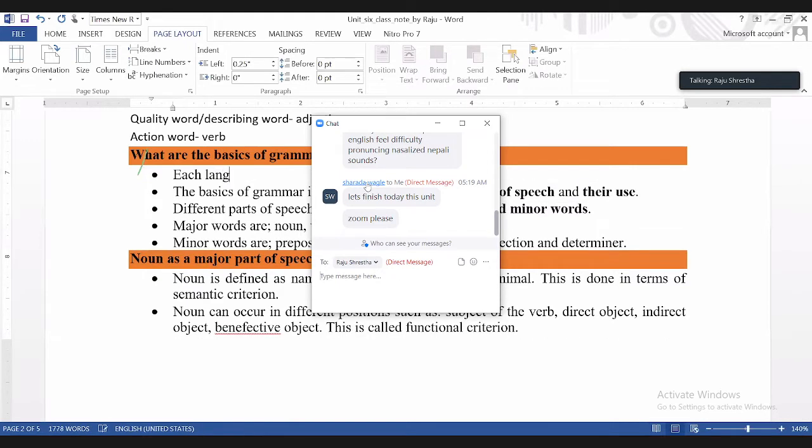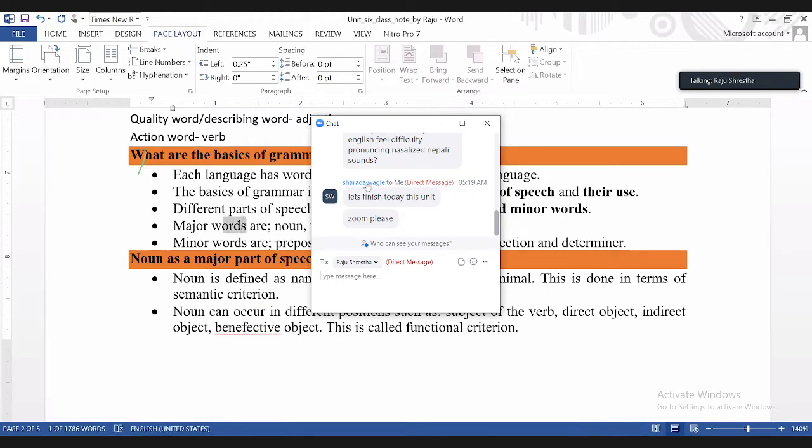They can be categorized, they can be grouped, or they can be kept under major word class and minor word class. Each language has words. Words, they are building blocks of language. 1 point. Then the basics of English grammar. Basics of grammar is concerned with different parts of speech and their use. Different parts of speech can be categorized into major word class and minor word class.